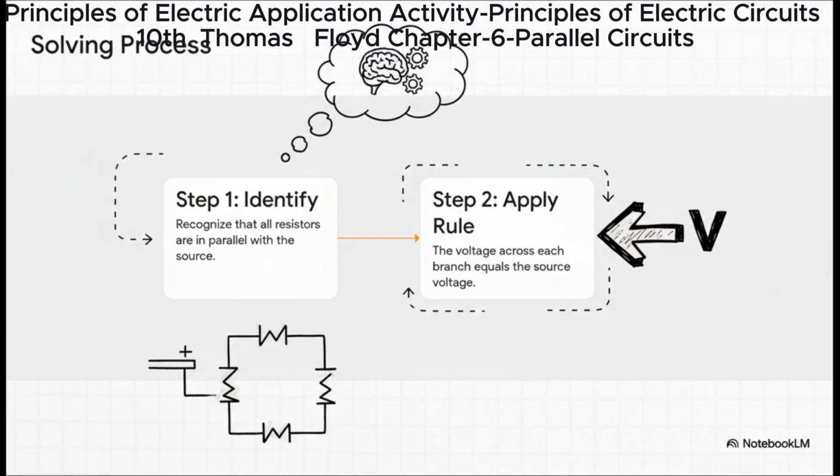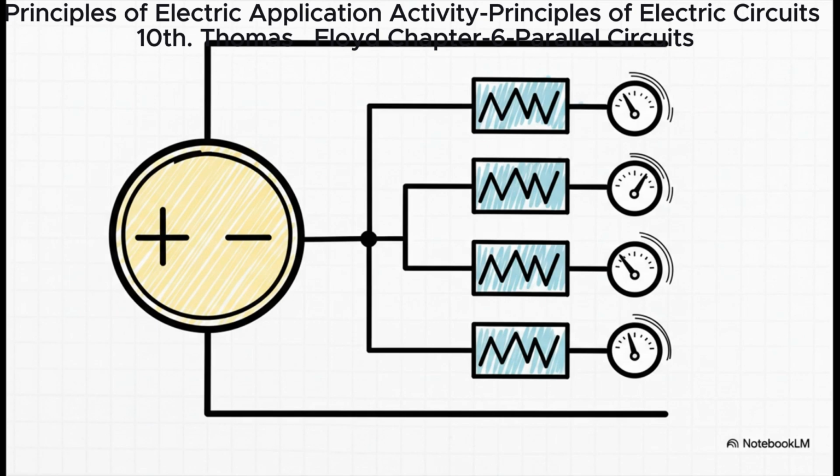So, solving this thing is actually a really simple two-step process. Step 1, just confirm that, yep, all the resistors are truly in parallel with the source. Step 2, apply our golden rule. The voltage across every single branch has to be equal to the source voltage. And just like that, you have the answer.